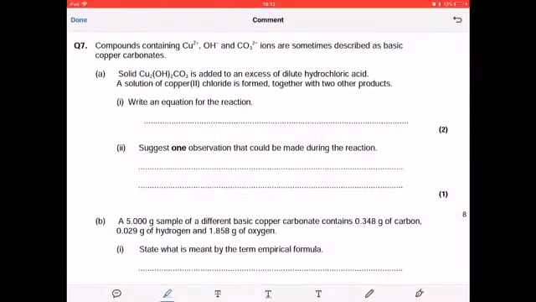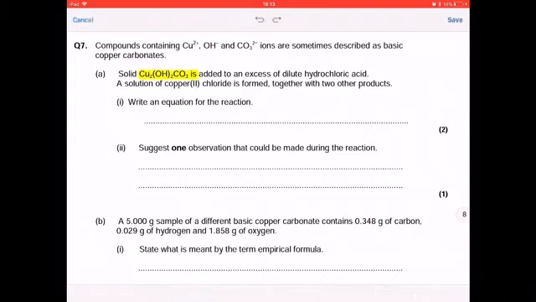Right, this is a real application question. It's something really different, something you've never seen before, but linked back into something that you already know. The first thing to note is that you have this copper, well, it's a basic copper carbonate, and it includes the alkali ion OH- and the carbonate ion CO3 2-. First thing to note down is this is asking you what different reactions can take place when you add an acid to both an alkali and also to a carbonate.